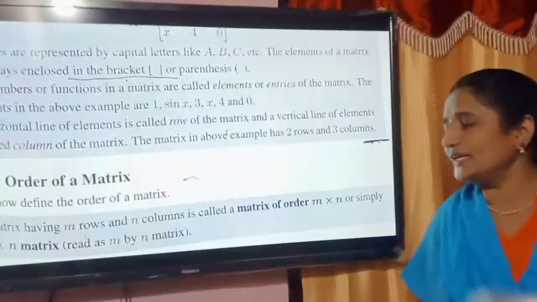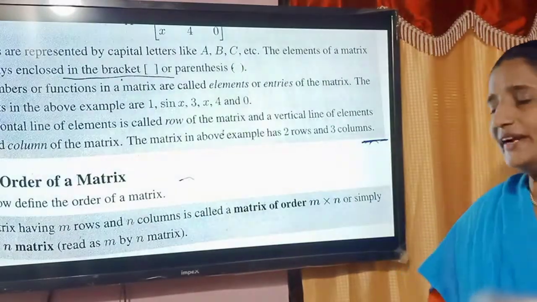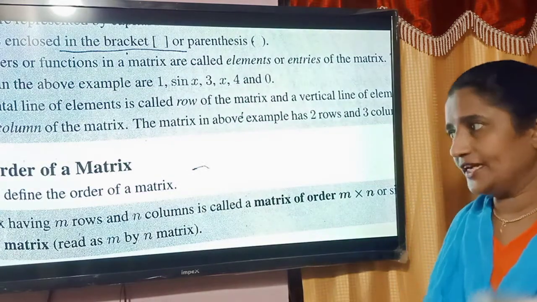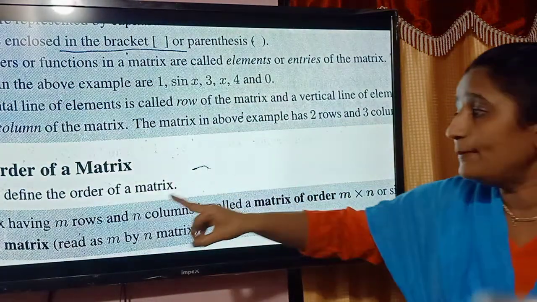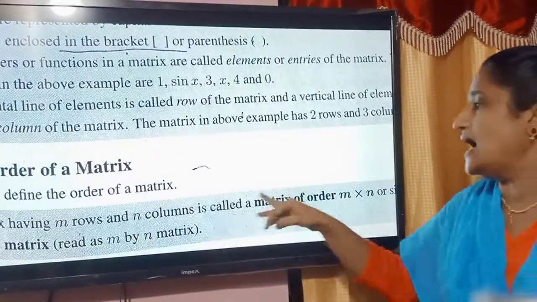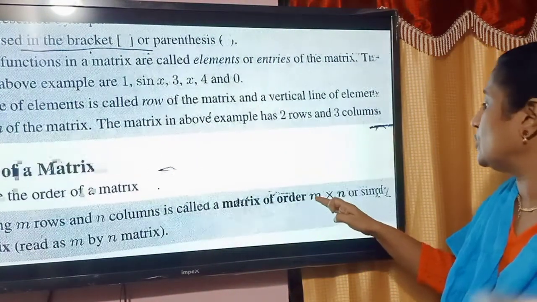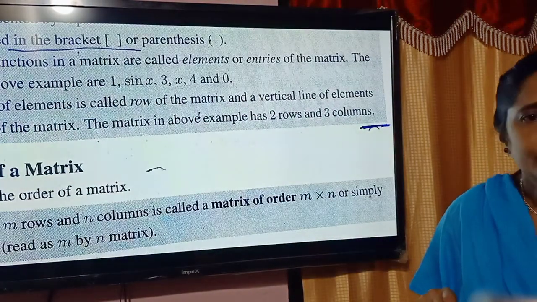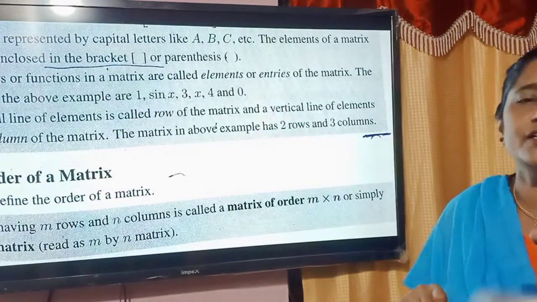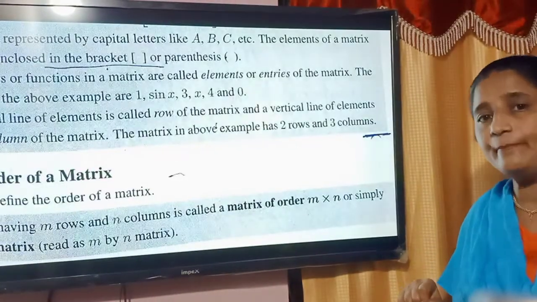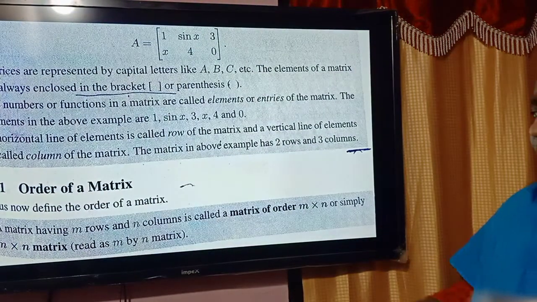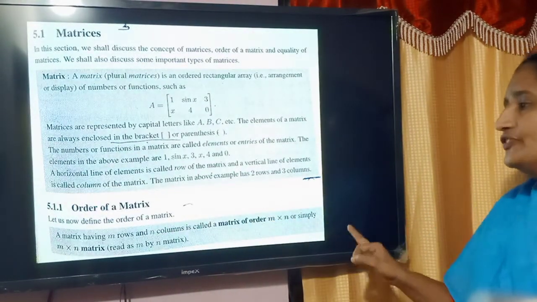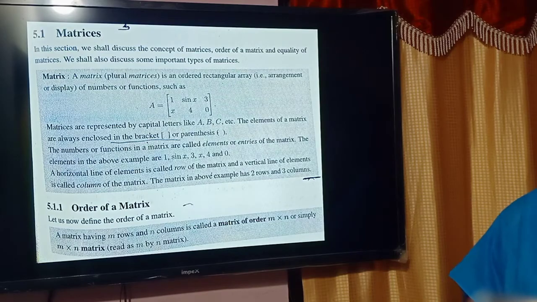Now I am going to explain the second section, that is the order of a matrix. Write the next heading, order of a matrix. Now write the definition first. A matrix having m rows and n columns is said to have order m by n. It is read as m by n, not as m into n; it should be read as m by n. So a matrix having m rows and n columns is known as a matrix of order m by n, and is read as m by n.